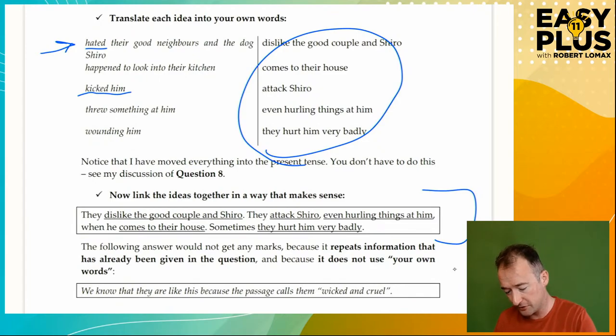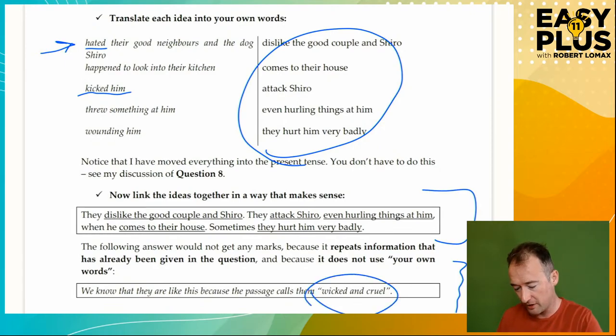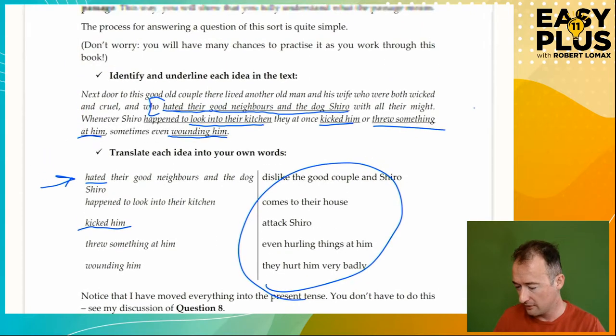I also included, I'll just talk about it now because it's here, this example down here of a bad answer. This just takes the phrase from the question, "wicked and cruel." So it's just circular. It says we know they're wicked and cruel because they're wicked and cruel. That wouldn't get any marks at all because it just repeats the question and it quotes rather than using my own words. So it's bad from two points of view. So that's what's going on here.